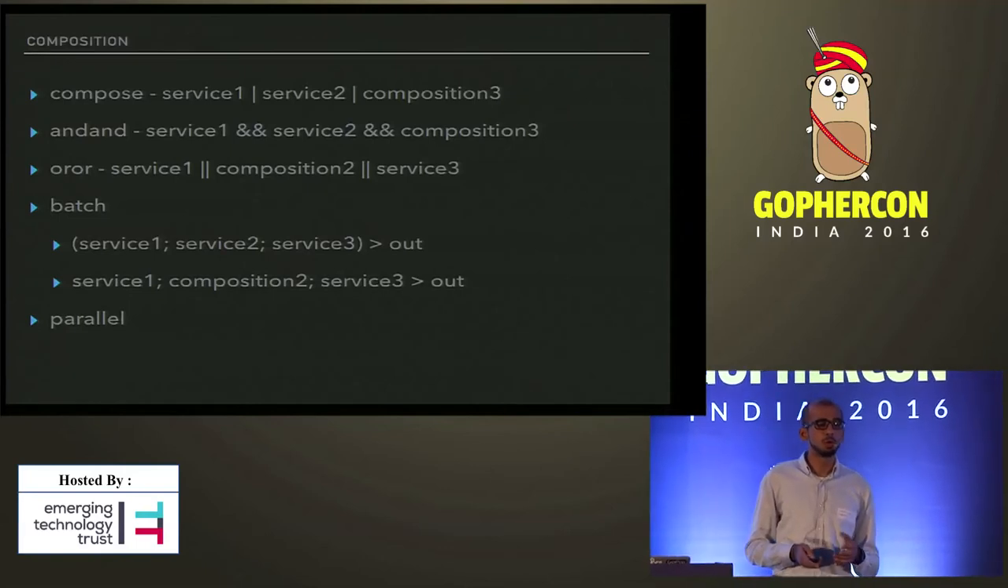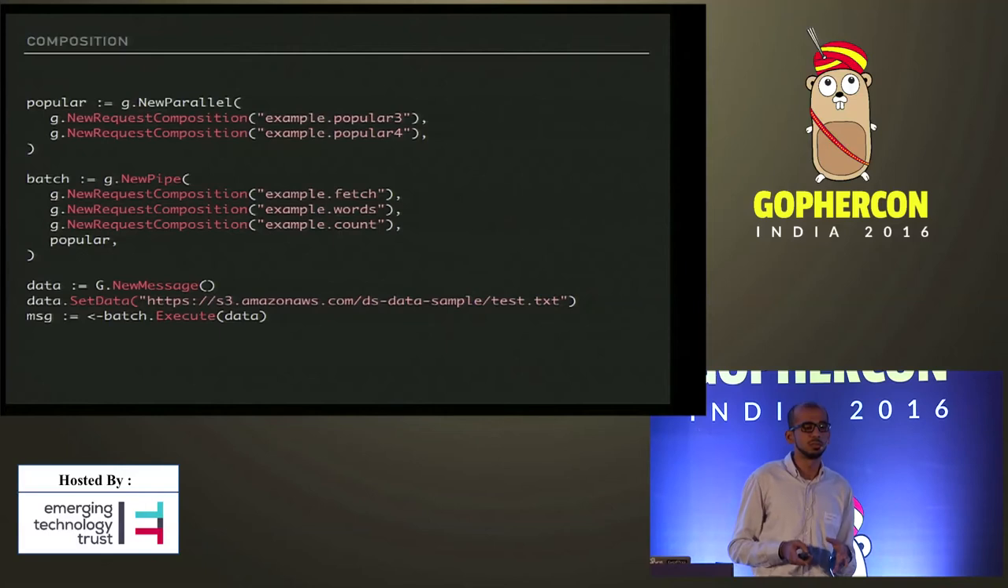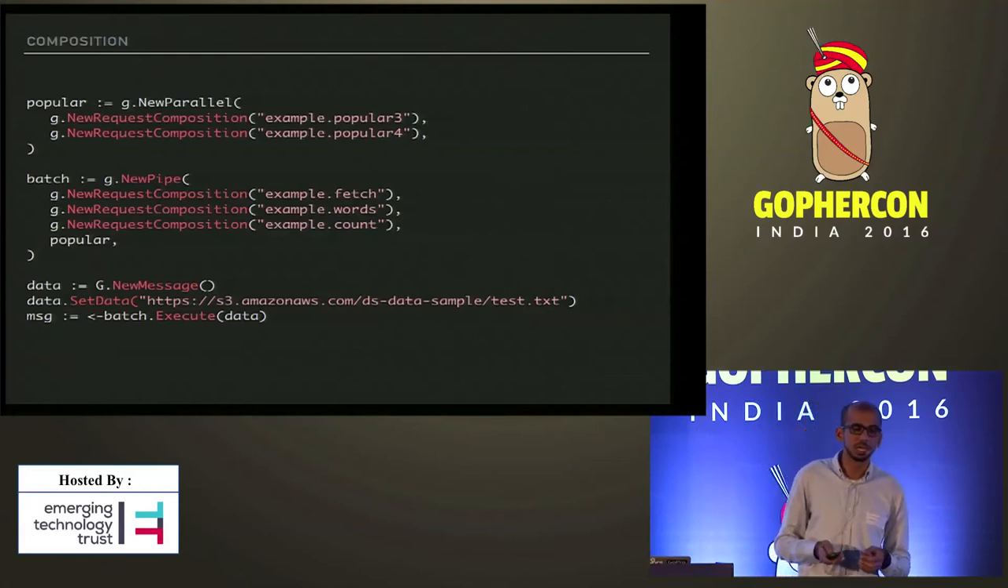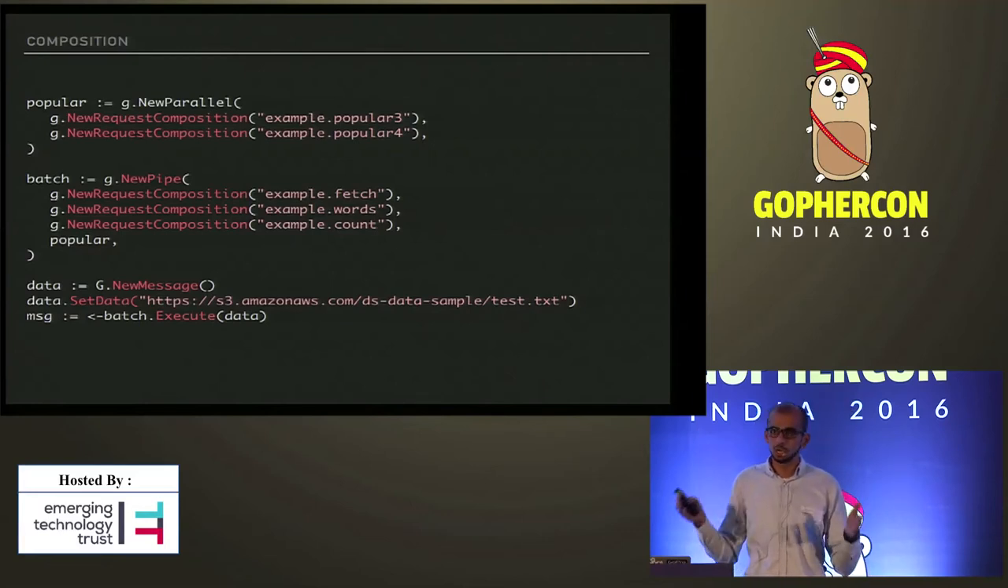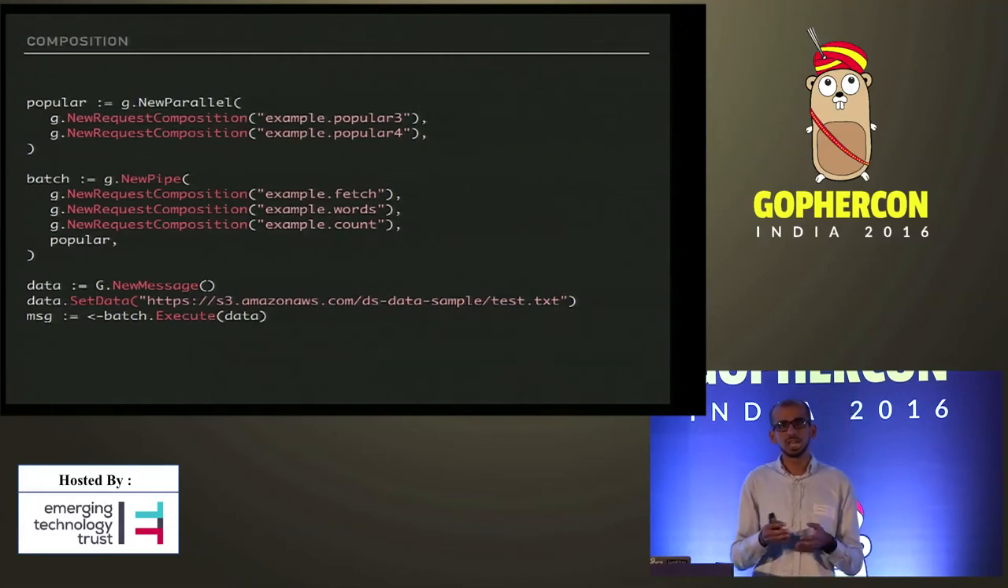Let's take a sample of how you would do composition. This is an example which I'll give you a working demo of later. So I'm creating a composition where, if you look at batch, I create a new pipe. The first request composition is example.fetch. This is going to fetch a file from S3. It has a huge amount of text in there. It passes that output, that string, to example.words, which is going to split that string into an array of words. The next is it sends that pipe to example.count. The count is going to count the number of words of each type in that array.